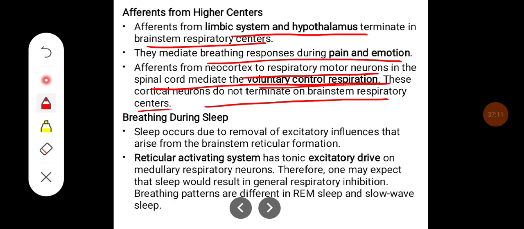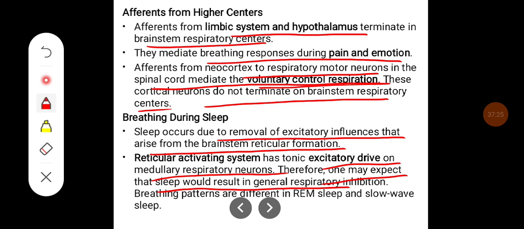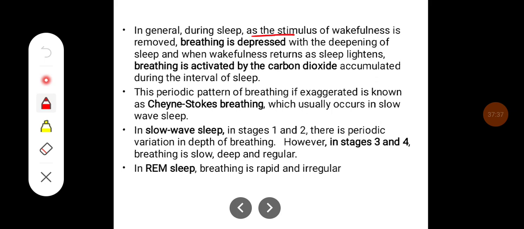Sleep occurs due to the removal of excitatory influence that arises from the brainstem and reticular formation. The reticular activating system has a tonic excitatory drive on medullary respiratory neurons. Therefore, one may expect that sleep would result in general respiratory inhibition. Breathing patterns are different in REM sleep and slow wave sleep. In general, during sleep, as the stimulus of wakefulness is removed, breathing is depressed with the deepening of the sleep, and when wakefulness returns, as sleep lightens, breathing is activated by carbon dioxide accumulated during the interval of sleep.